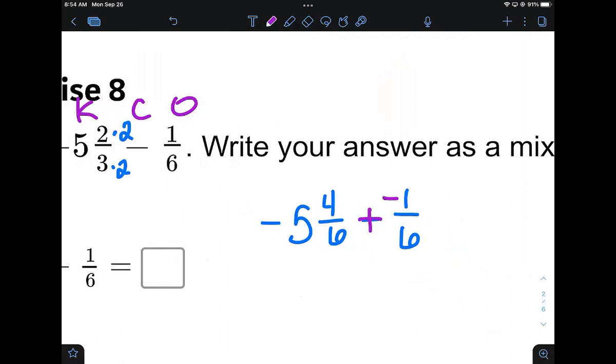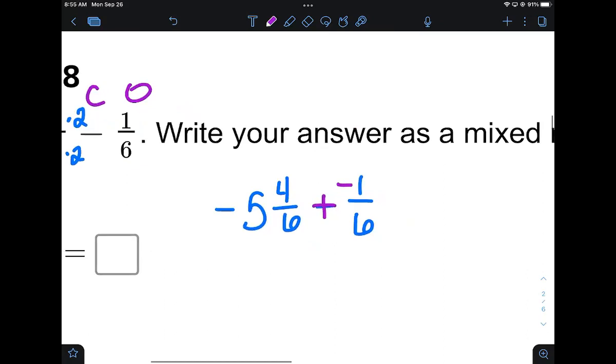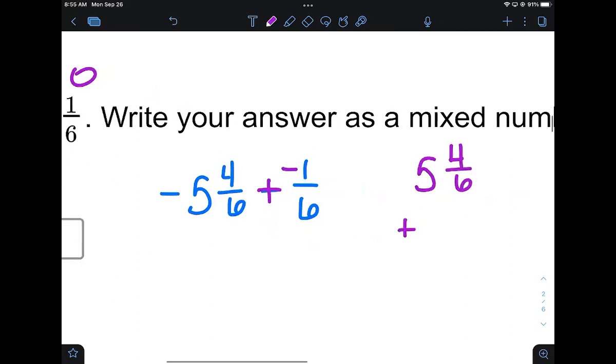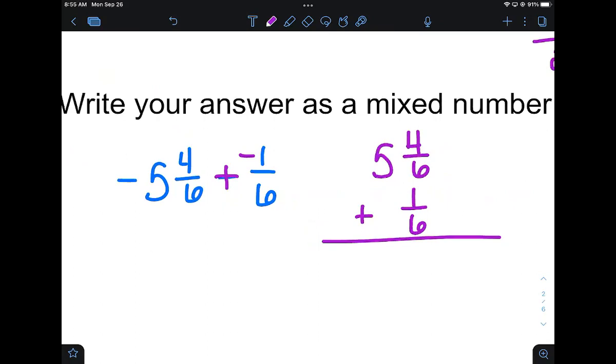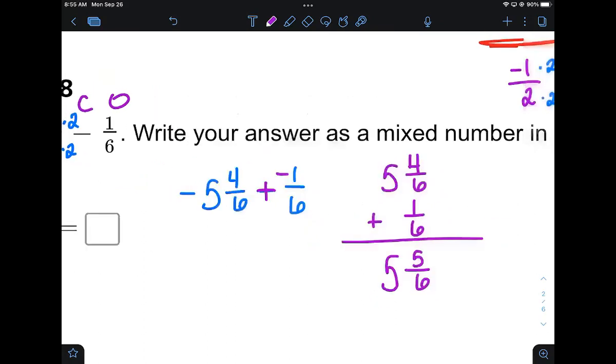Now that it's an addition problem, are we going to be joining forces or going to war? They're both negative, right? So they're going to join forces. What's joining forces mean to do? Add. What's 4/6 plus 1/6? 5. What's 5 plus nothing? 5. And when you join forces, do you switch teams? No. So our answer is going to be positive or negative? Negative. -5 and 5/6. That's how you would do this if you left it as a mixed number.